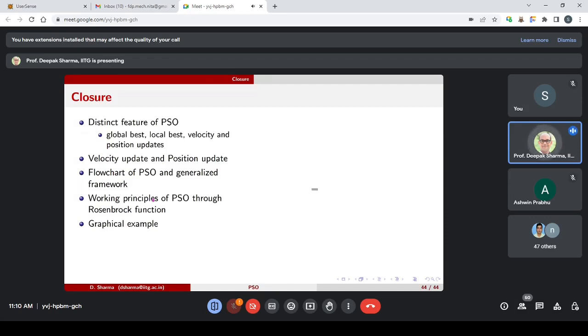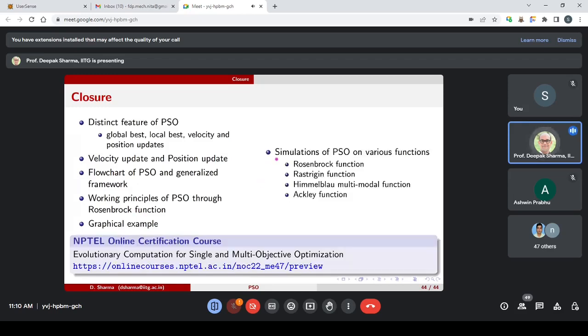We took the working principle of the PSO. We took the example of this Rosenbrock function, two variable, and then we saw how it started, and with iteration number 1 to 2 to 3, the fitness was reducing with the help of velocity update, that when it was added to the position update. Graphical example we have shown, that was the representation. Finally, simulations of the PSO was shown, and the four problems were solved. Those were Rosenbrock, Rastrigin, Himmelblau, and Ackley function.